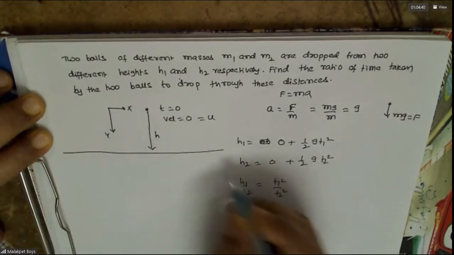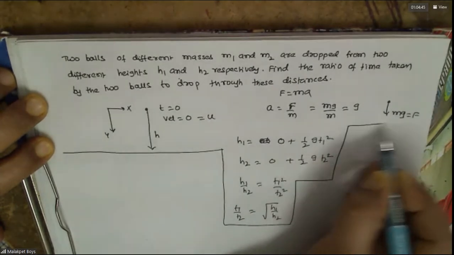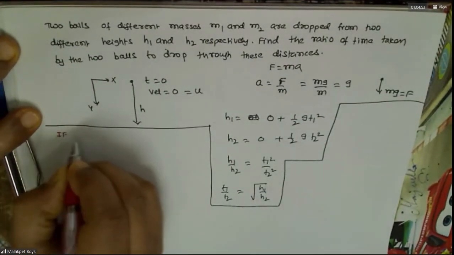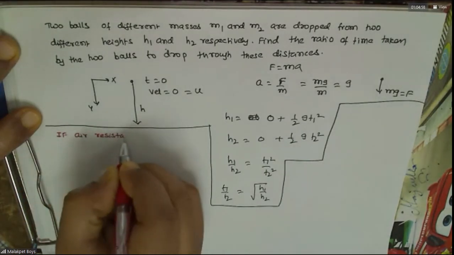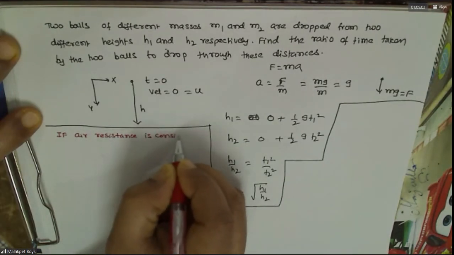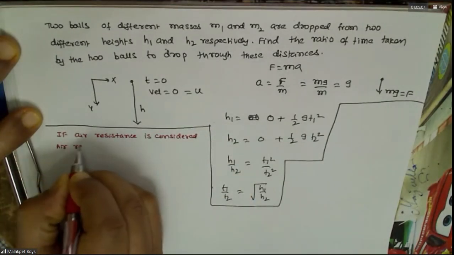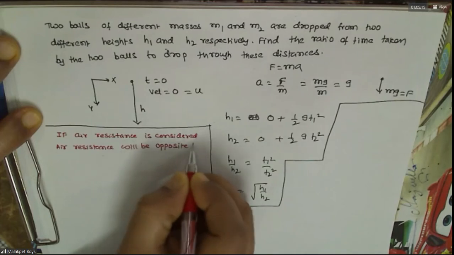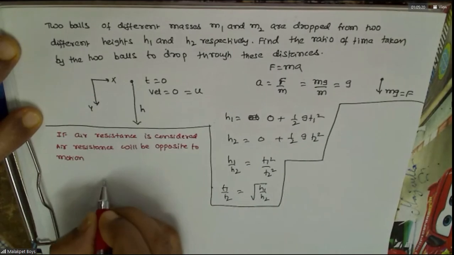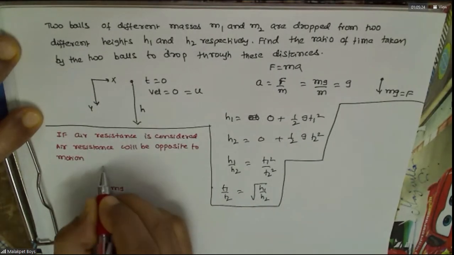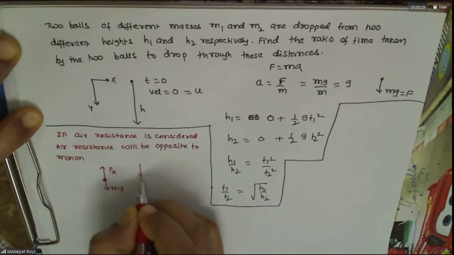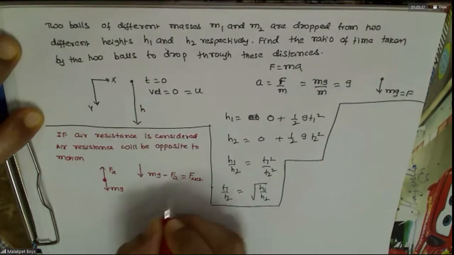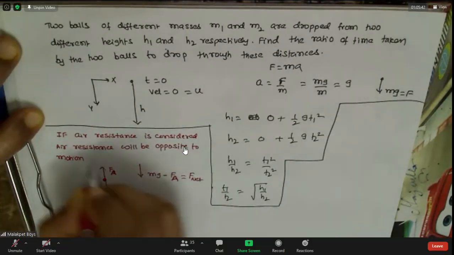Now, why we have to discuss it: the problem is, suppose they give air resistance. If air resistance is considered, what is the direction of air resistance? Remember, it is opposite to motion, not gravity. So this is mg, this is the air resistive force, Fa. What is the net force downwards? mg minus Fa. A means air resistance.